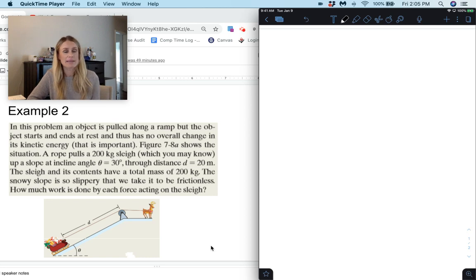So here's a second example for the work energy theorem. We have in this problem an object that is pulled along a ramp, but the object starts and ends at rest and thus has no overall change in its kinetic energy, which is important. The figure shows the situation.